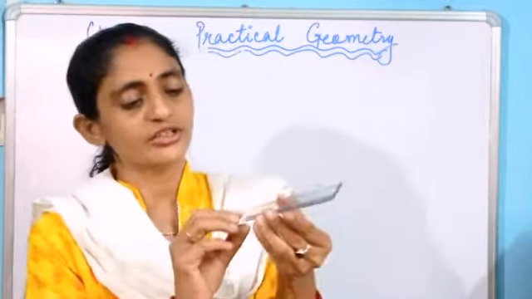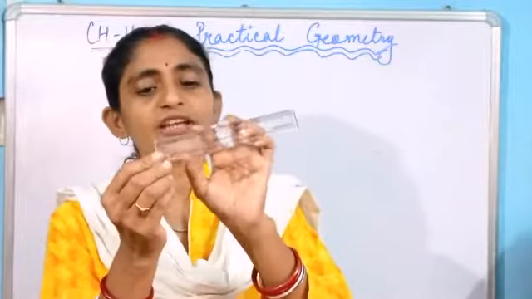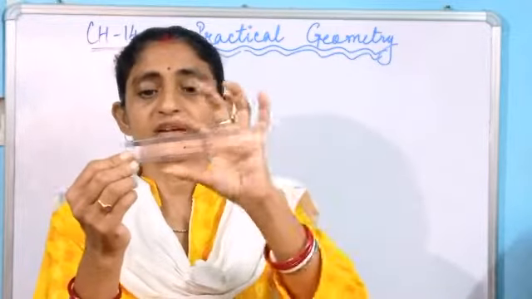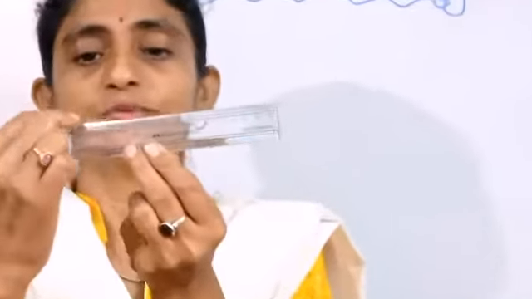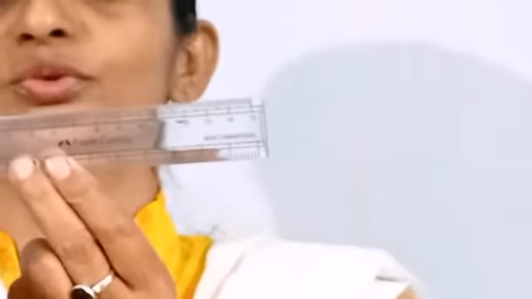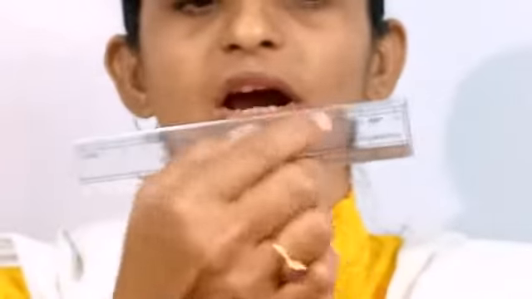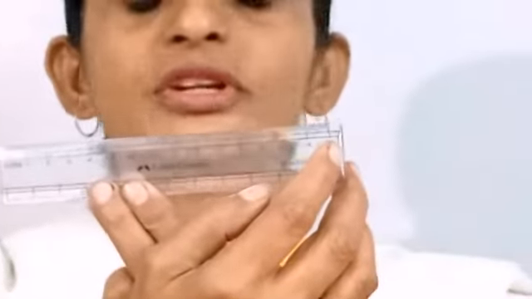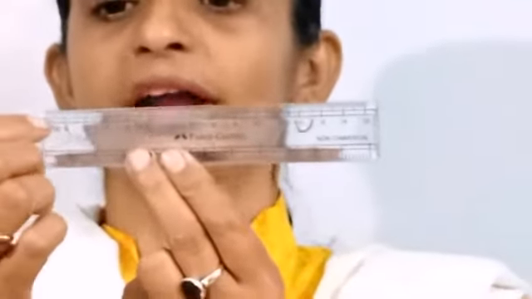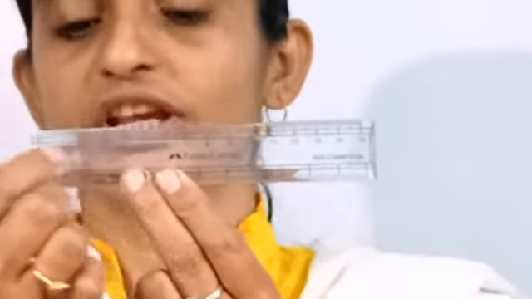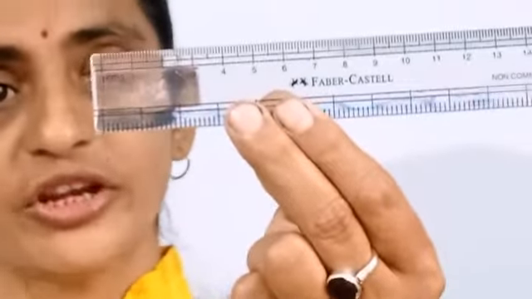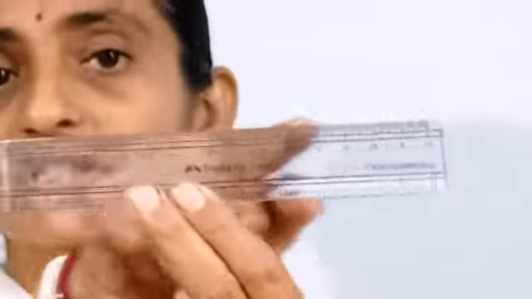You might have noticed that on both sides it has some lines and some numbers. So what do they mean? I want to show you here. Come to the top. Here you can see the numbers written like 0, 1, 2, 3, 4, 5, till here it is up to 15 marked. The gap between 0 to 1, 1 to 2, 2 to 3, that measure of this gap is equal to 1 centimeter. So it is the centimeter scale.